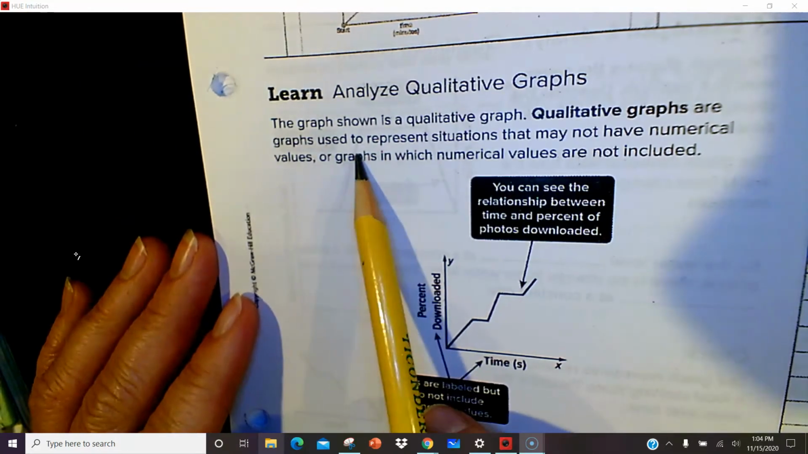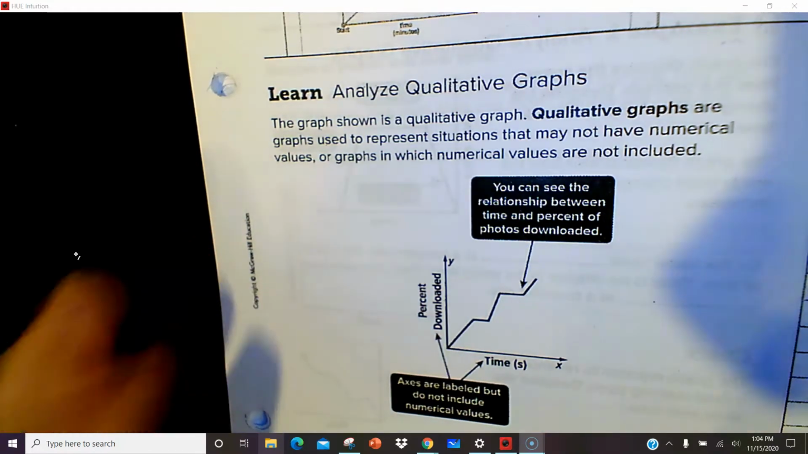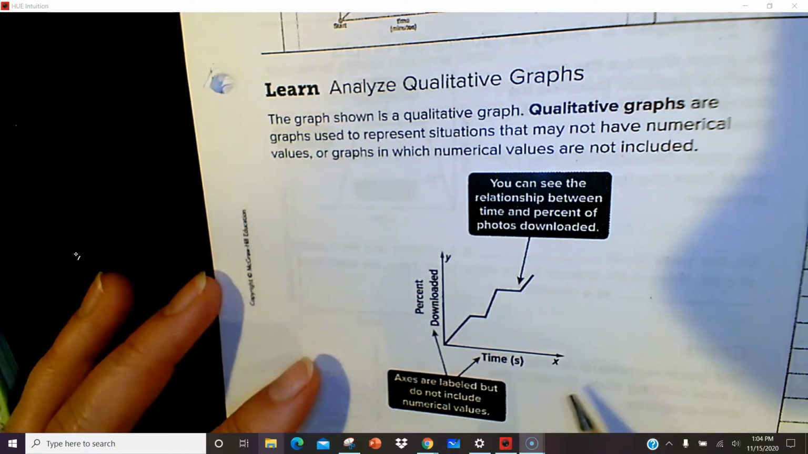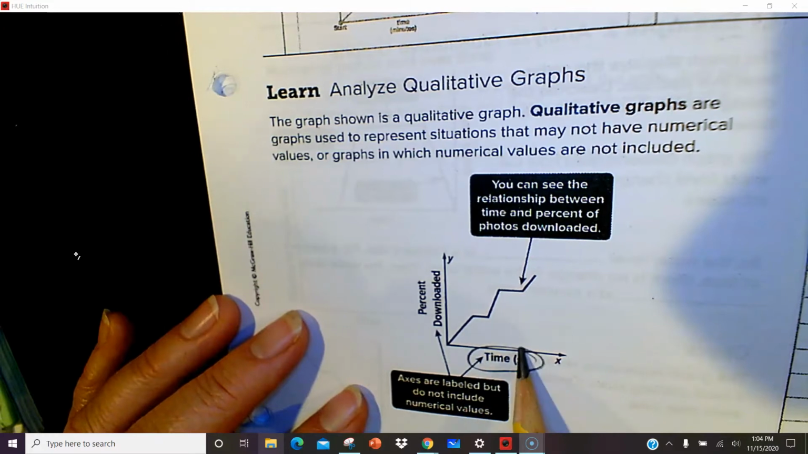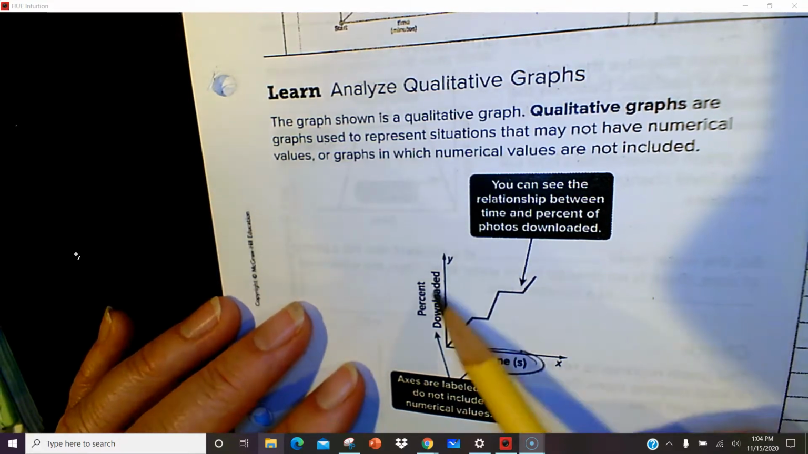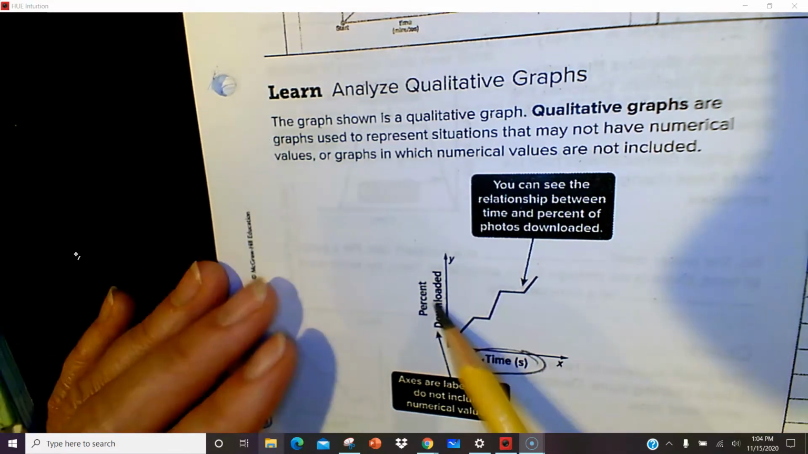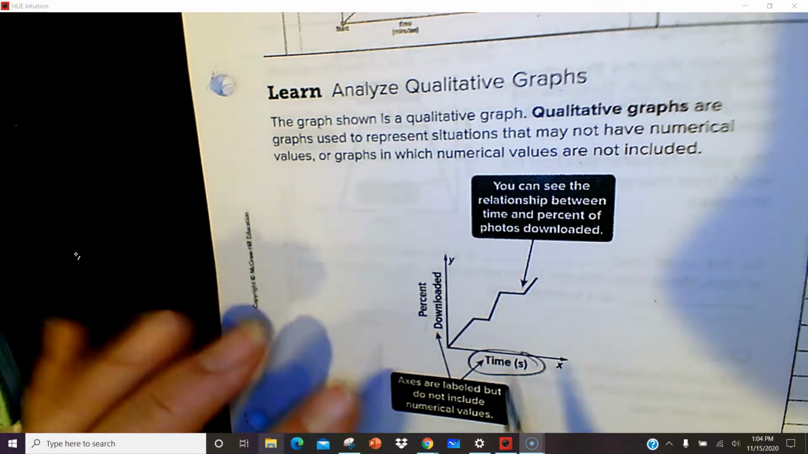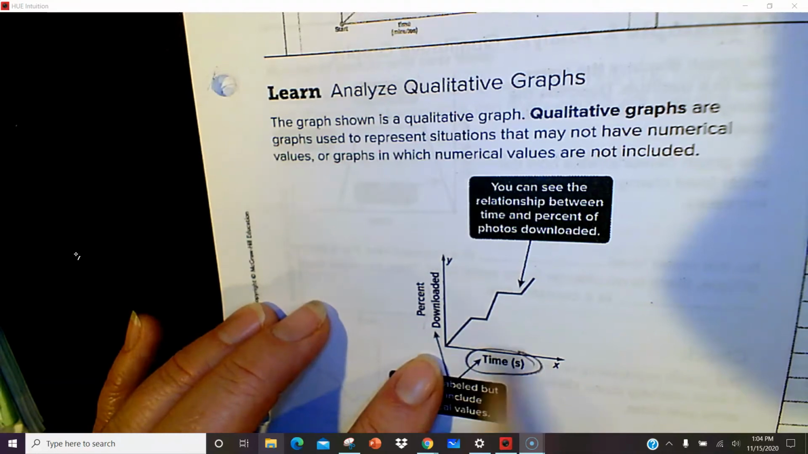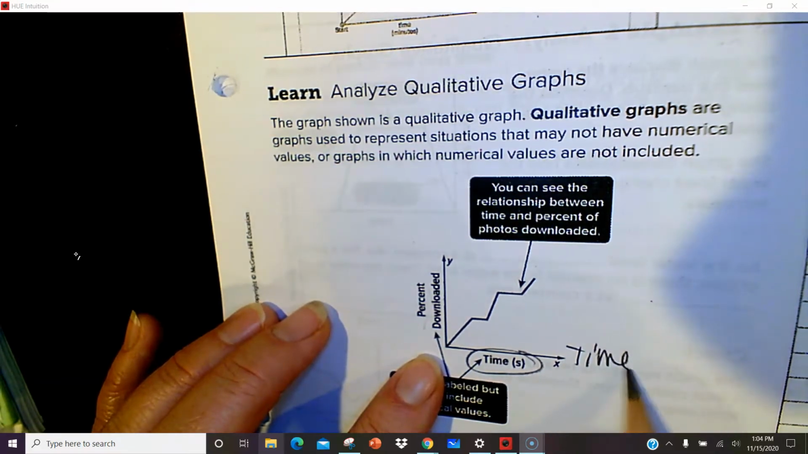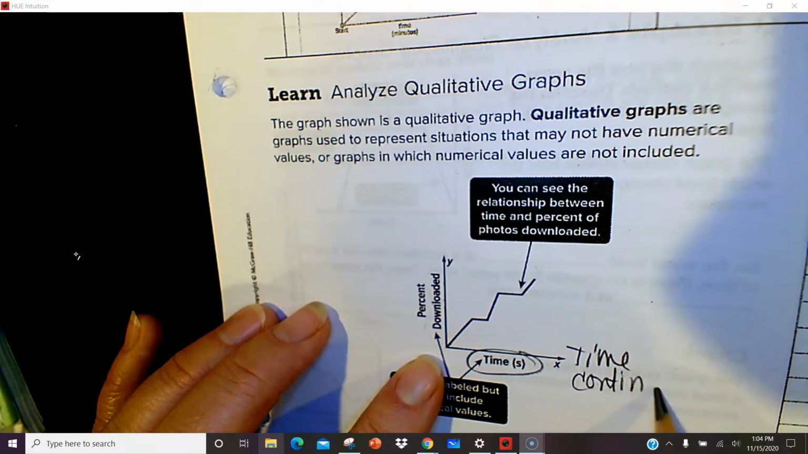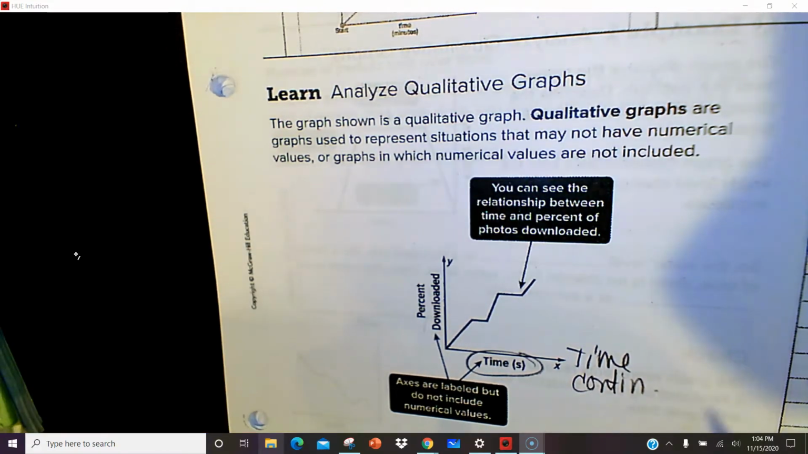So part of qualitative graphs is that it's not always going to be a numerical thing. A lot of times it's not a numerical thing. Generally, time is always going to be on your x-axis, and your y is going to be whatever the situation calls for. In this example here, it's percent downloaded. As you see, time is going on. So that's a big key.